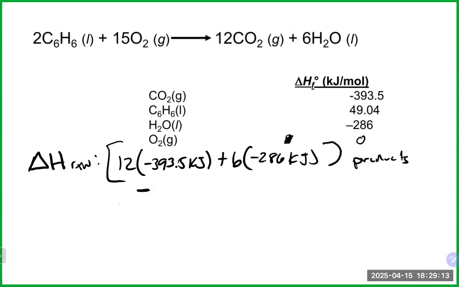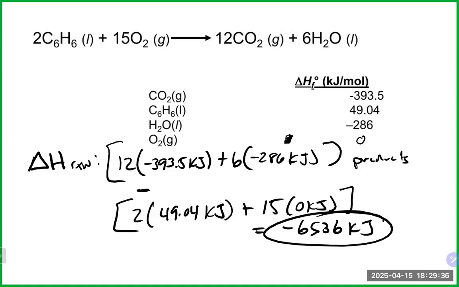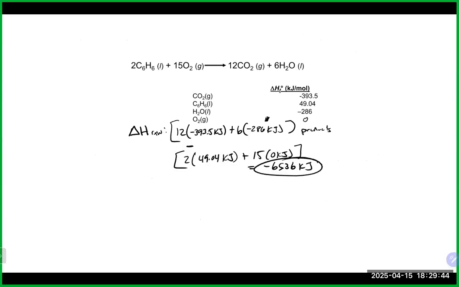I'll do underneath here our reactants. So minus our reactants, which is 2 times 49.04, plus 15 times a 0 for all of our O2. That's going to get us here negative, it looks like we'll call it 6536 kilojoules in this case. Any questions on how to calculate delta H here? So again, just an equation, go to the table, look it up, make sure you take into account the coefficients there. Any questions on that one there?